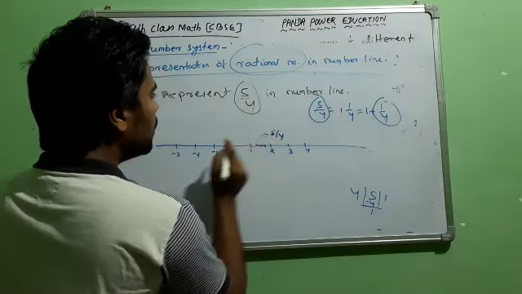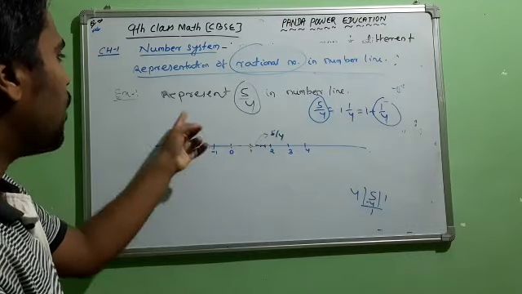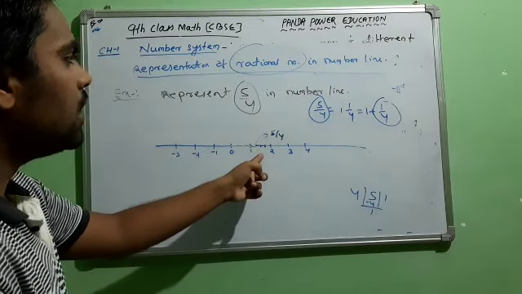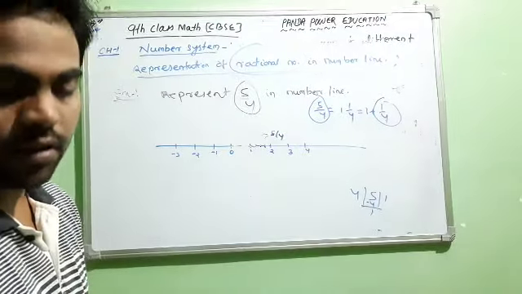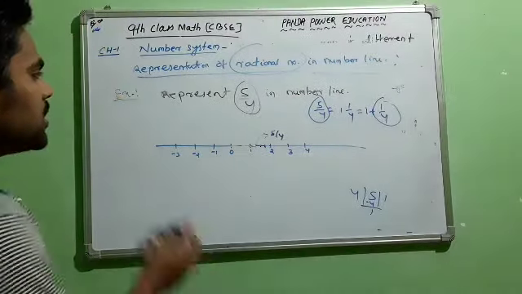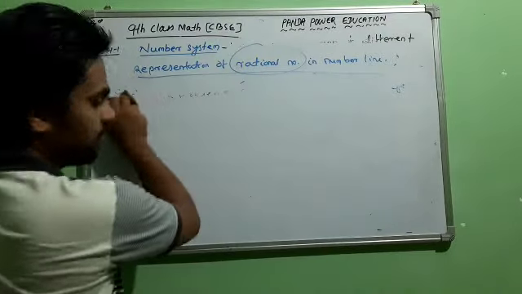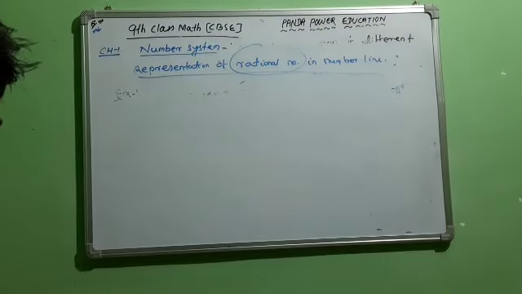Just see how I can represent 5 by 4, a rational number, on a number line. Got it? Next question.